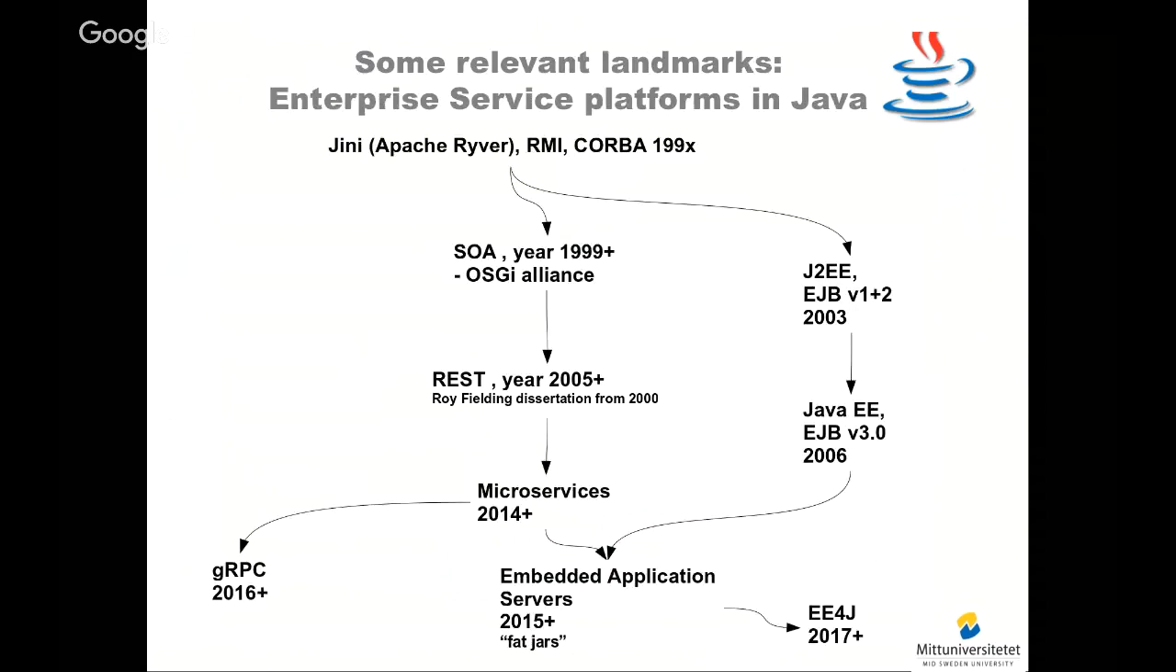If we look historically at some important landmarks, and this is by no means exhaustive, it's rather a way for me to give you an idea of how we ended up here in the lower right corner with EE4J, as it's called, the project that should lead the Java EE progress into the future.